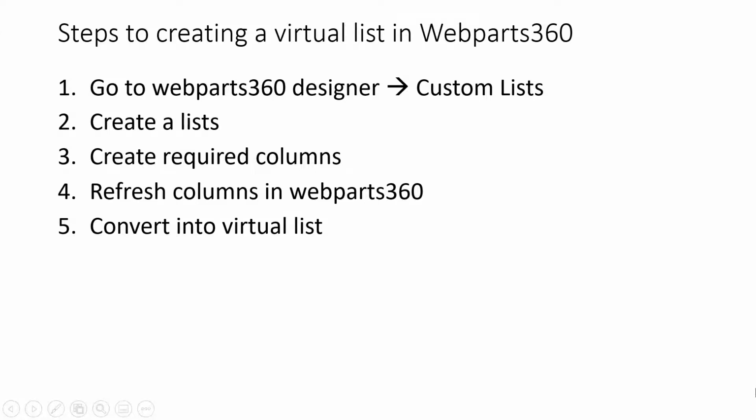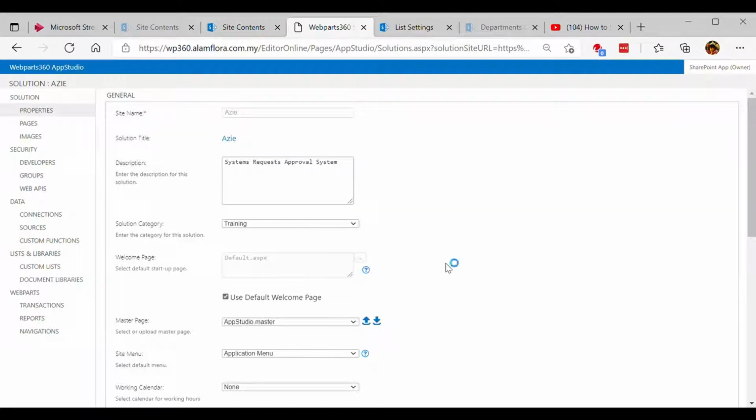This is a quick example on how to create a virtual list for Webparts360. Once again, go into Webparts360 Designer, look for Custom List, press Create to create a custom list. Under the SharePoint feature, use the components to create the different columns, and when you're done, refresh the columns in Webparts, and now you convert it into a virtual list.